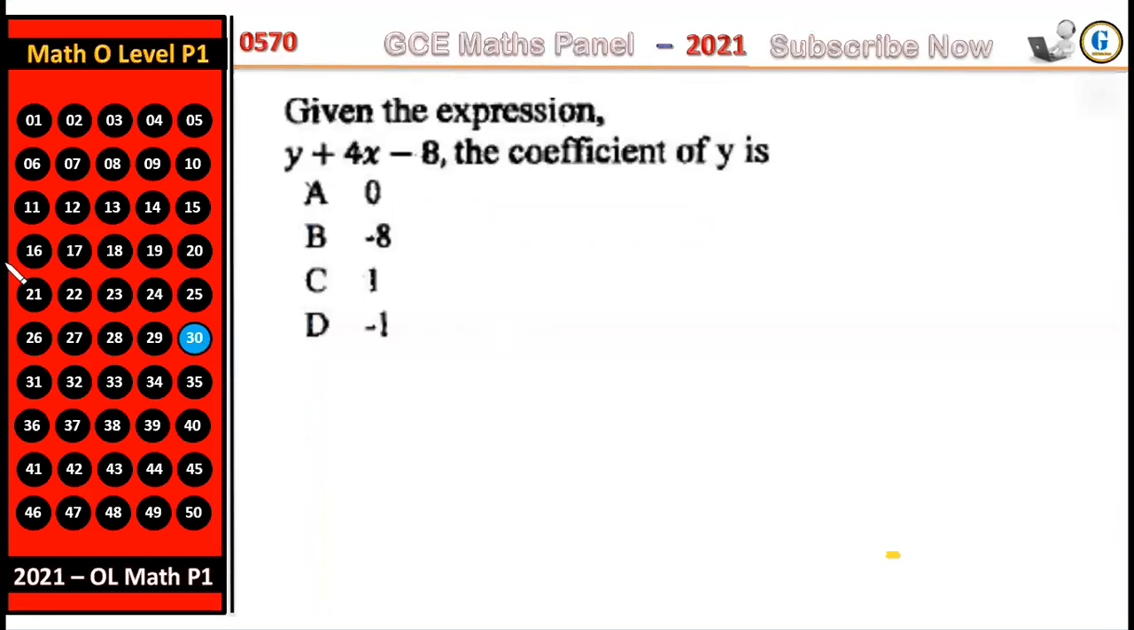Now, given this expression y plus 4x minus 8, the coefficient of y is 1, right? Because you just have y. We know that y is the same as 1y. So the coefficient of y is 1. Wow. I love this type of easy ones.